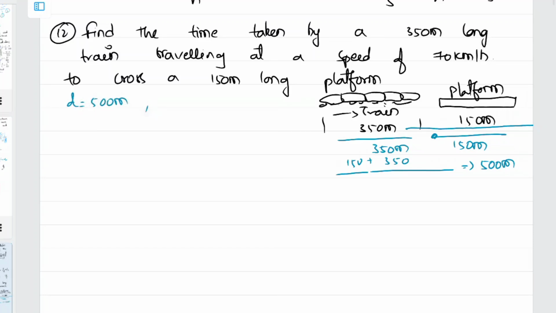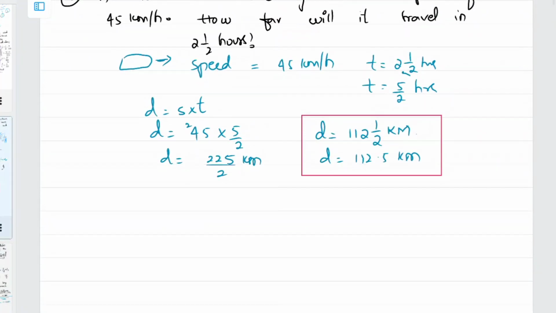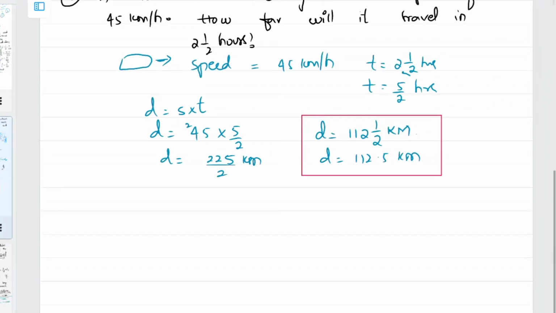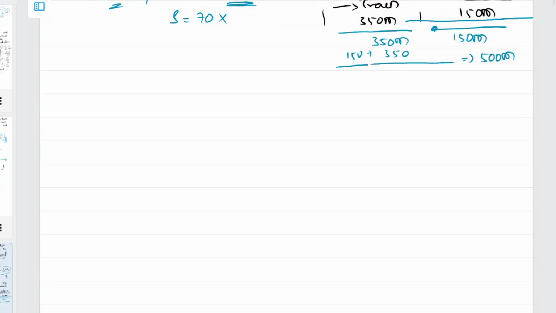And what is the speed? 70 kilometers per hour. But the distance is given in meters, and the speed is in kilometers per hour. So what do we have to do? Convert into meters per second. In the previous problem I said, when you are converting kilometers per hour to meters per second, we have to multiply with 5 by 18.